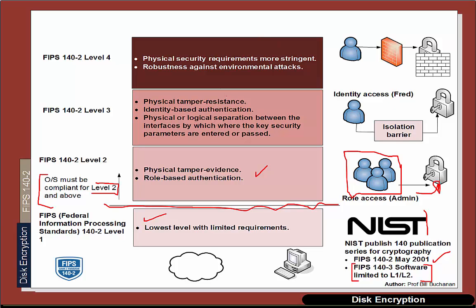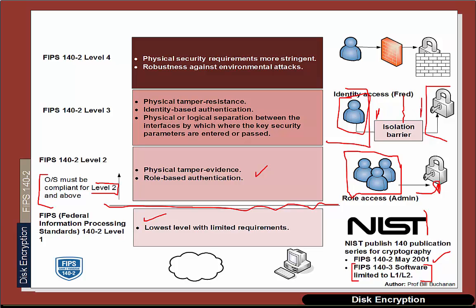At level 3, we now get the concept of identity-based access, and also that there is some isolation between the user and the back-end security infrastructure. This can either be a physical separation or a logical one, such as through a firewall and so on. And there is some barrier between the place that the parameters are entered and the place that they're actually passed into the security infrastructure.